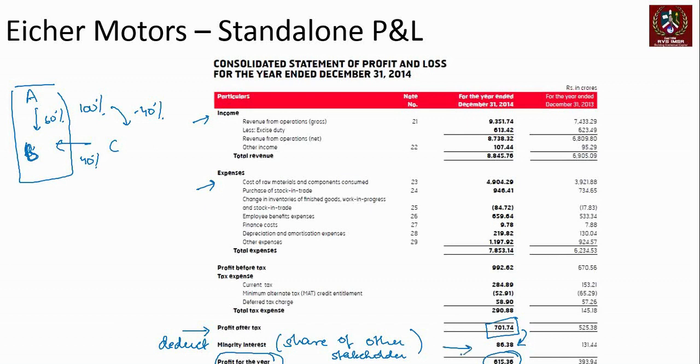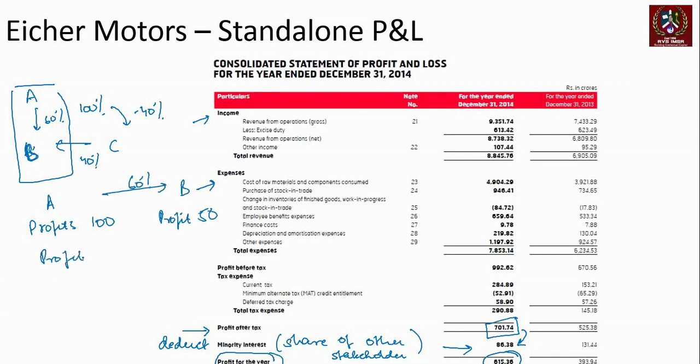That was the other subsidiary, other company that held a minority stake in their subsidiary. That's how you adjust for the minority interest here as well. So in simple words, if company A has profits of 100, company B has profits of 50, and A owns 60% here.